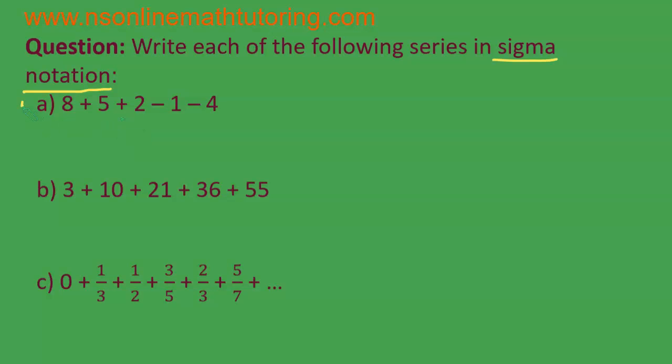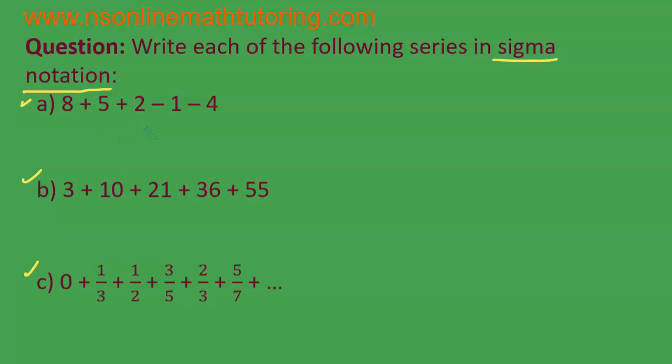These two are finite series and this one is an infinite series. And they have given the individual terms and we have to express these series in terms of sigma notation. We have to give the shorthand sigma notation to represent these 3 series. Okay.